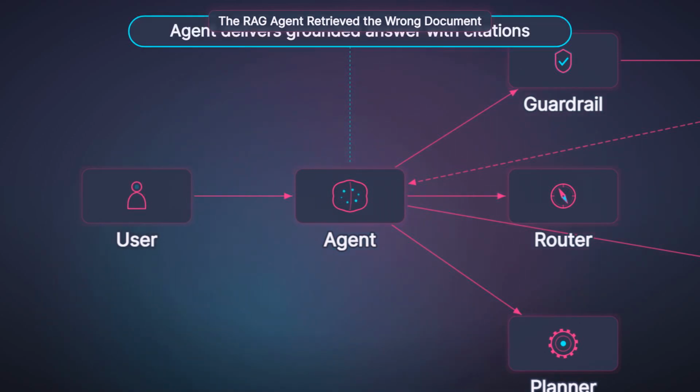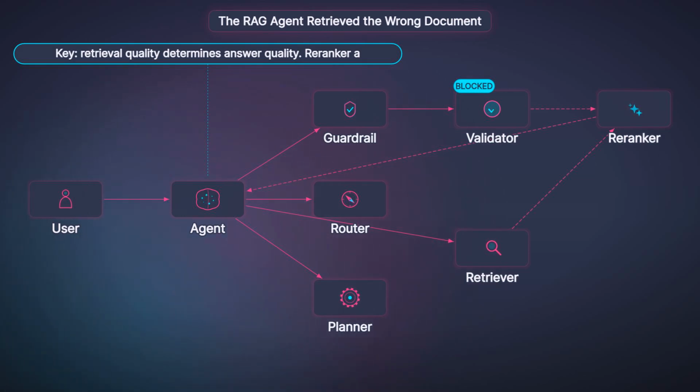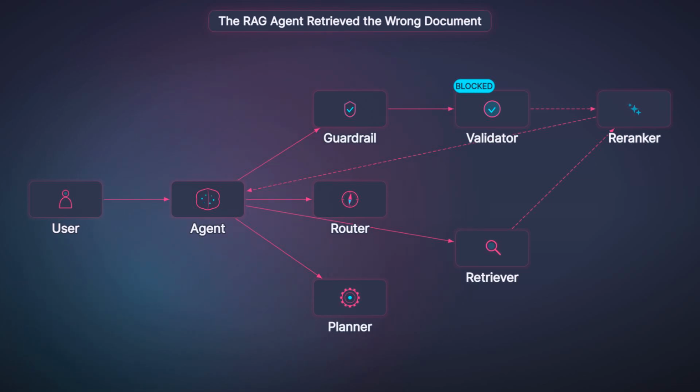source documents. In a RAG system, the answer is only as good as the retrieved evidence. If retrieval fails or brings back irrelevant chunks, the entire pipeline drifts, leading to hallucinations or inaccurate outputs. Always verify with grounding checks and reranking to ensure every citation is rock solid and factually accurate.